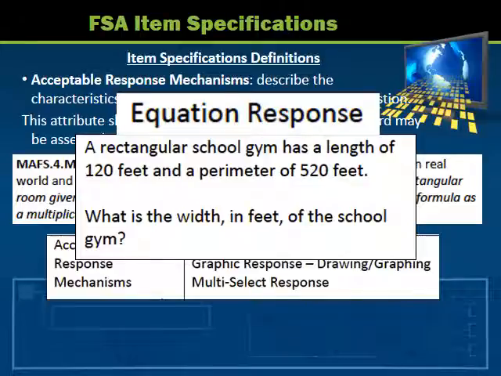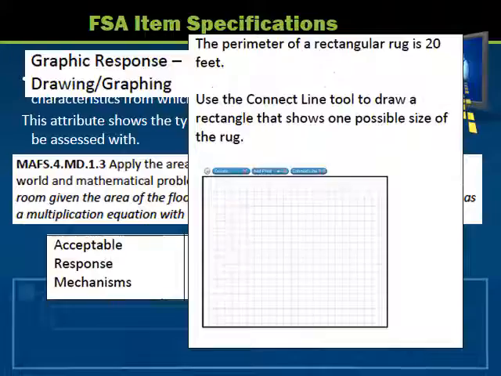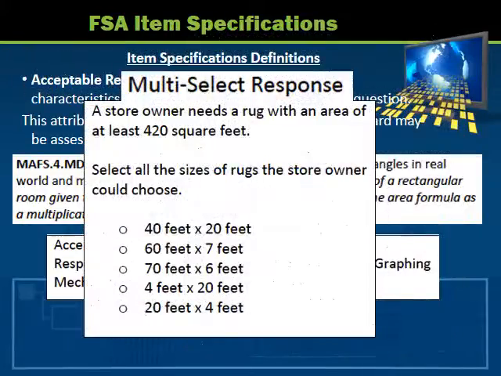Here we see an example of the standard assessed using what is called an equation response. Students create an expression, equation, or value to answer the question. Next, we see the standard assessed through a graphing response. Students create a possible rectangle with the given perimeter. Finally, we see the standard assessed through a multi-select response. Students are asked to choose more than one rug with the given dimensions.